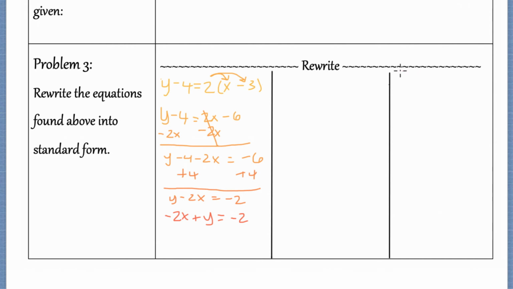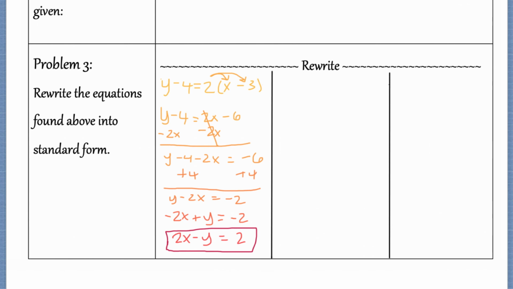Now, if you remember, one of the rules for standard form was that the a term, or the term that's in front of the x, can't be negative. And so all I'm going to do to get rid of that is multiply both sides by negative 1. And so that's going to end up giving me 2x minus y is equal to 2. So this will end up being our final answer for this one. 2x minus y is equal to 2. And that is the standard form. So let's move on to the next equation.